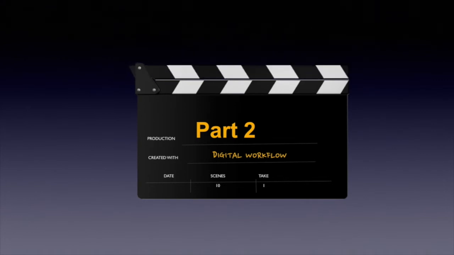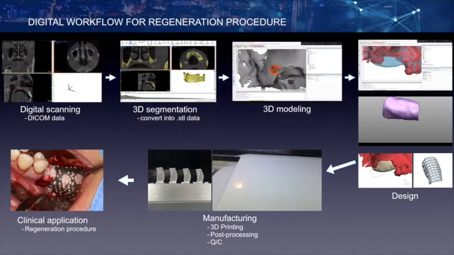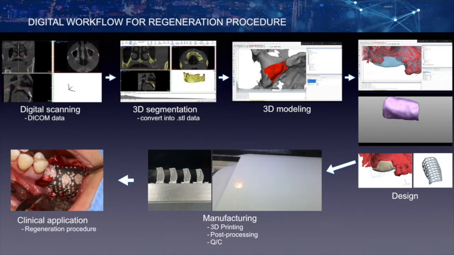Let's look at the digital workflow for the regenerative procedure. The fact is that we can only take DICOM file from CT scan. What if we can convert DICOM file into STL file? We do 3D segmentation process for this, and once we get the STL file of bony contour, 3D modeling of expected structure such as titanium mesh is also feasible.